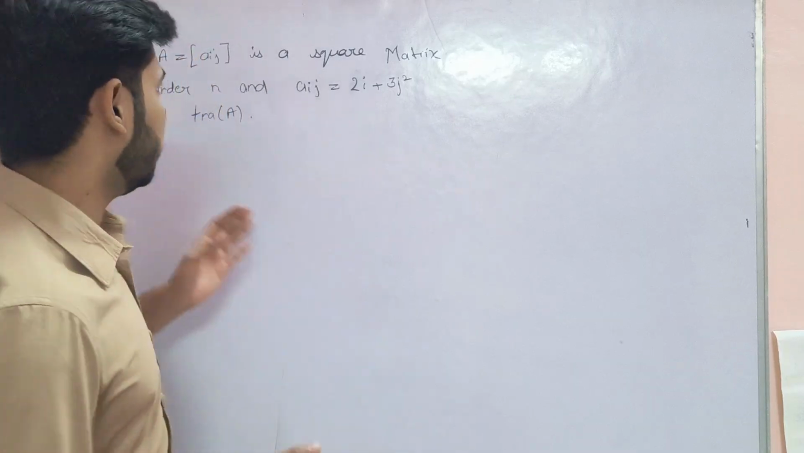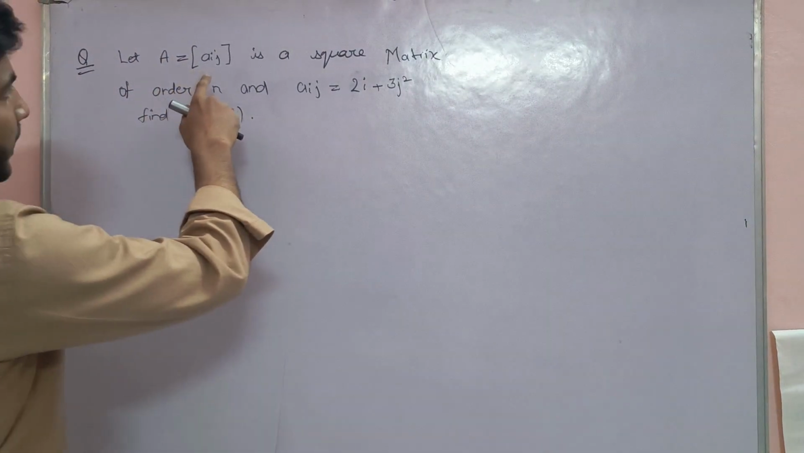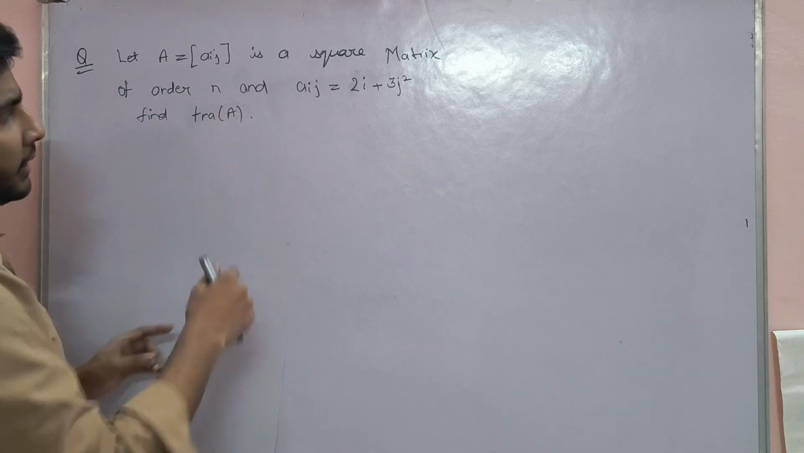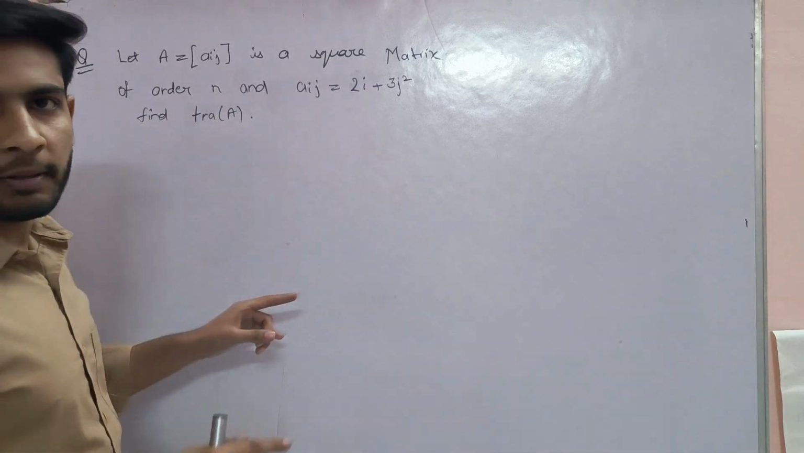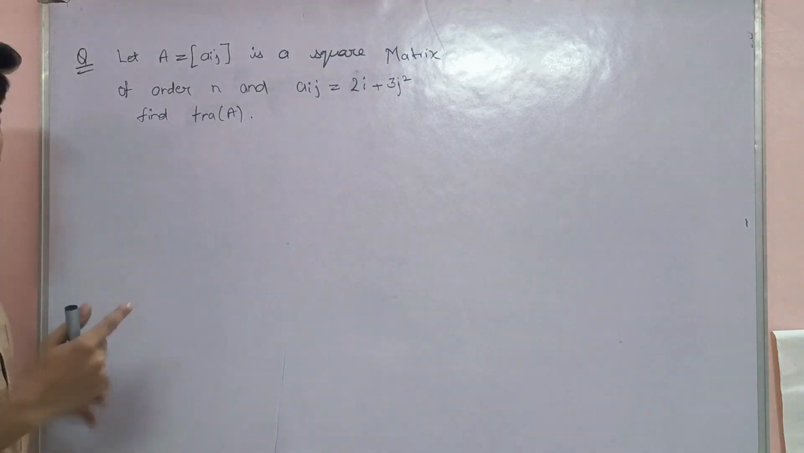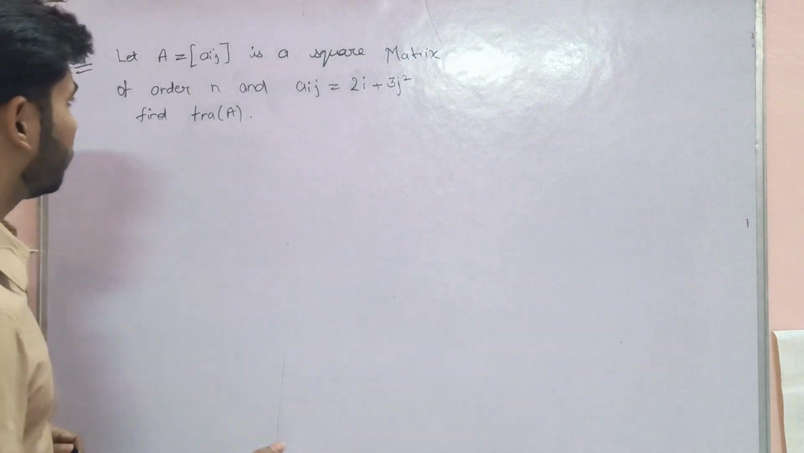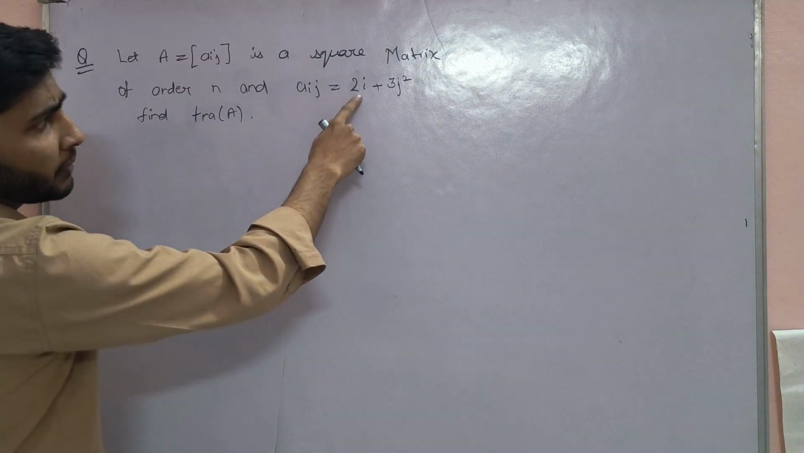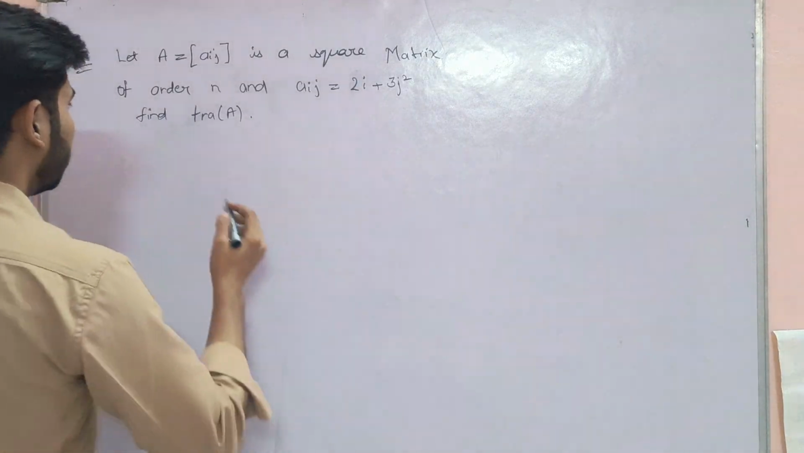Now we will see a question. Let A equal to [Aij] be a square matrix of order n and Aij equal to (2i plus 3j) square. Find trace A. So we have to find trace A if the general element we have been given is (2i plus 3j) square. Solution.